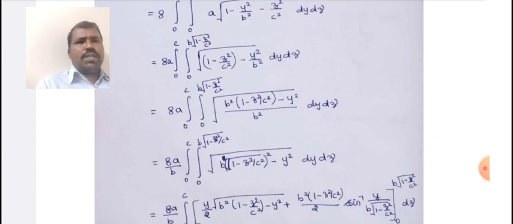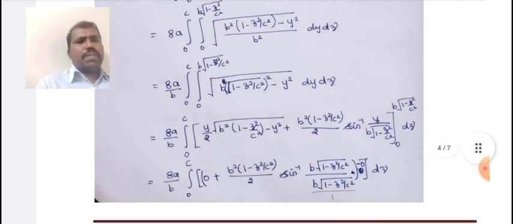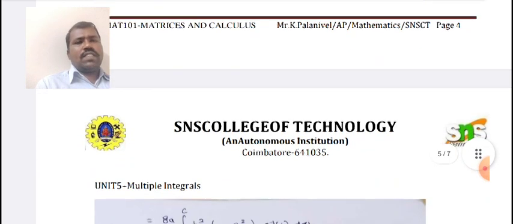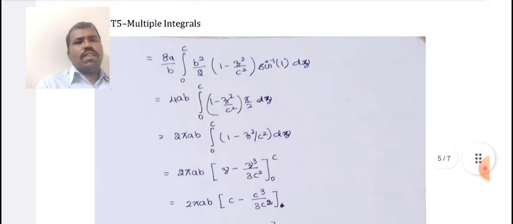Next, the lower limit is 0. Next, integration with respect to y, dy. Dy integration is y, substitute the limit. We get the root of a square minus x square, substituting the formula. We get the answer 4ab into 1 minus z square by c square, sine inverse 1 is pi by 2 into dz.